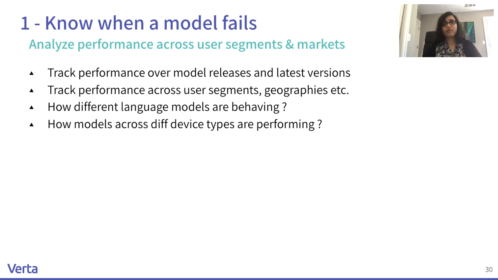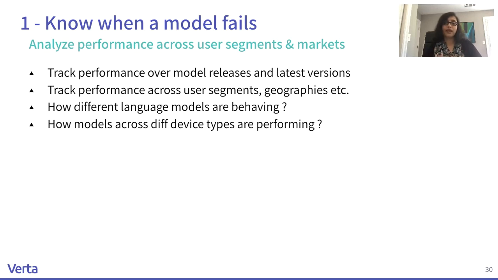Tracking performance over model releases is also critical. It's not a good sign if the accuracy drops after a new release. Typically you would expect to see a bump in model accuracy with each new release. If that's not the case, at least the accuracy should not drop, right? The other things that you should consider are tracking different language models, or how models are performing for different device types, or even user demographics like age, gender.